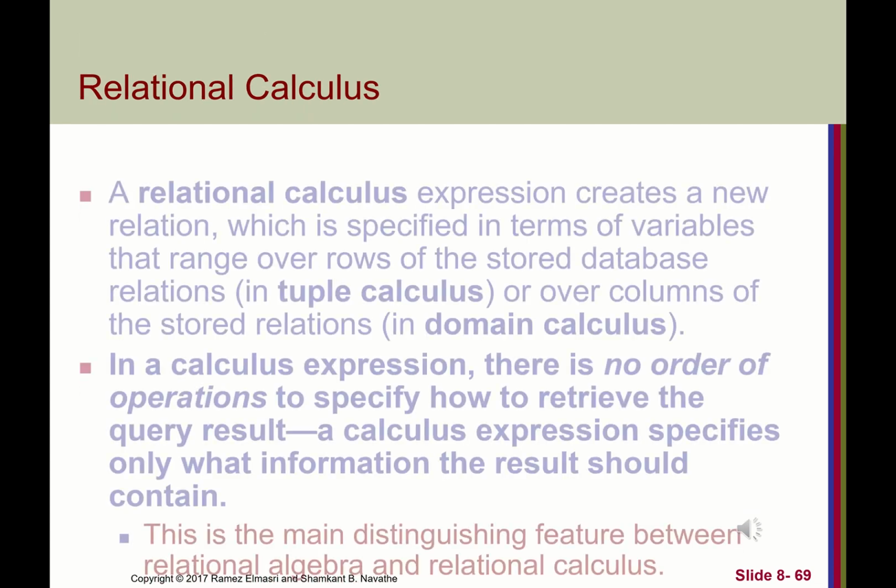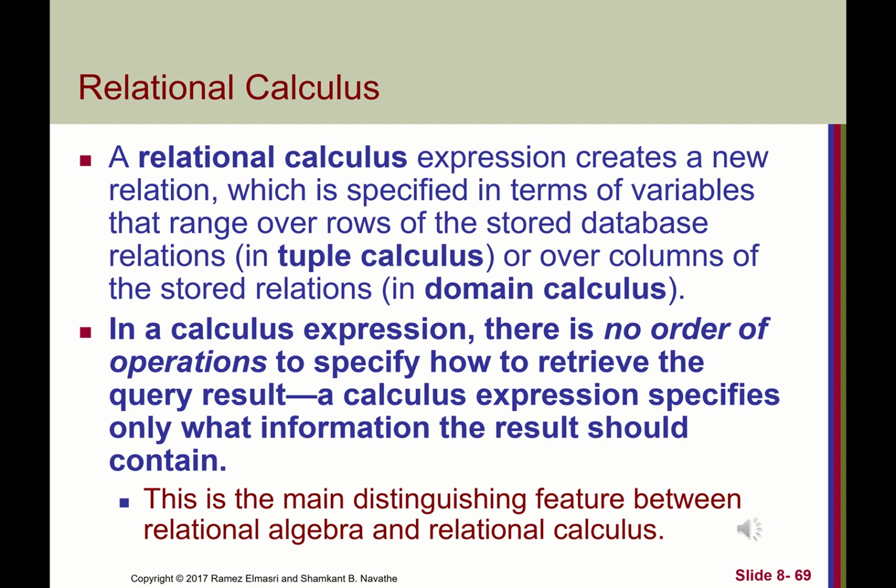A relational calculus expression creates a new relation, which is specified in terms of variables that range over rows of the stored database relations, in tuple calculus, or over columns of the stored relations, in domain calculus. In a calculus expression, there is no order of operations to specify how to retrieve the query result. A calculus expression specifies only what information the result should contain. This is the main distinguishing feature between relational algebra and relational calculus.